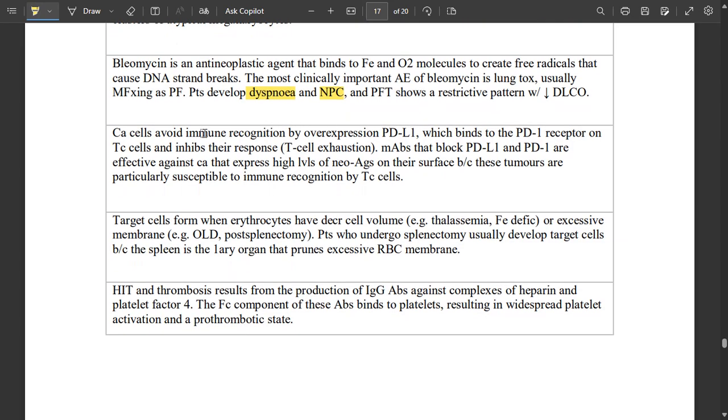All right, cancer cells avoid immune recognition by overexpression of PD-L1, which binds to the PD-1 receptor on T cells. So PD-L1 is a ligand present on the cancer cells, while the PD-1 receptor is present on the T cells.